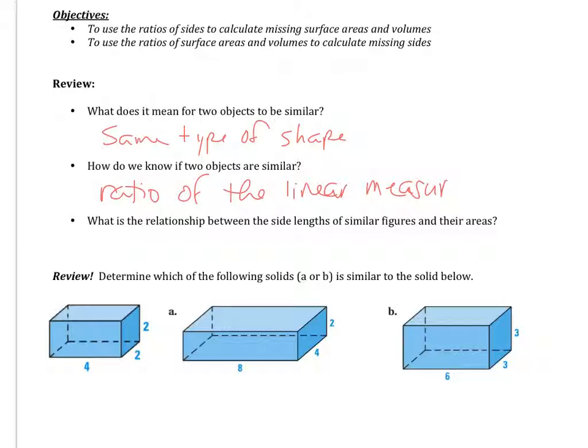Okay, and I'm using the phrase linear measurements in place of sides, since we're talking about 3D figures. It could be radii, it could be heights, it could be apothems, it could be pretty much anything. All right, so then what is the relationship between the side lengths of similar figures and their areas? This is from chapter 11. Anybody remember?